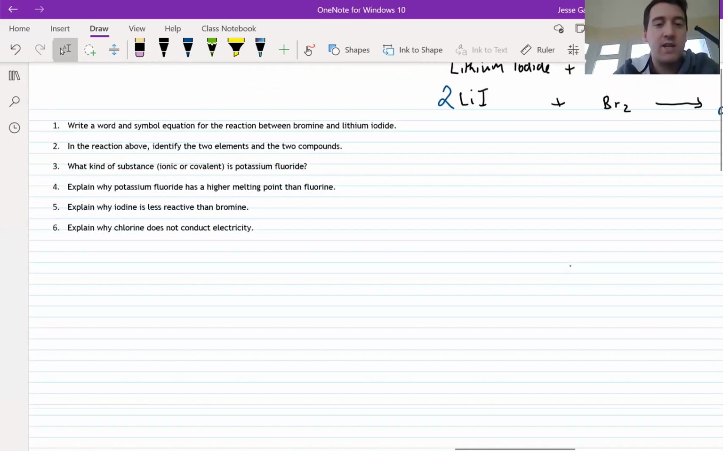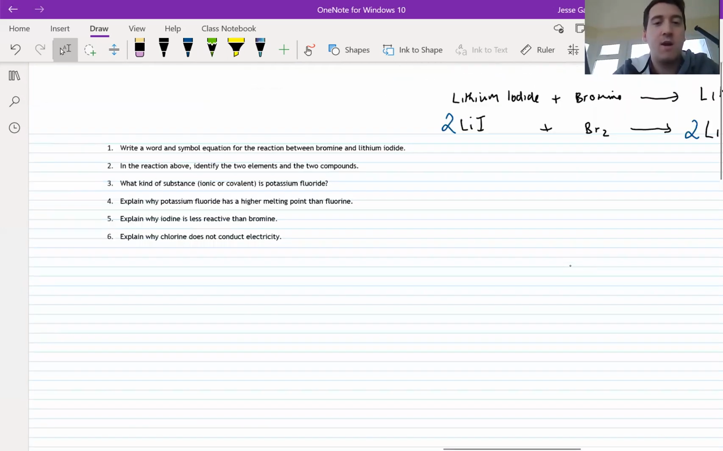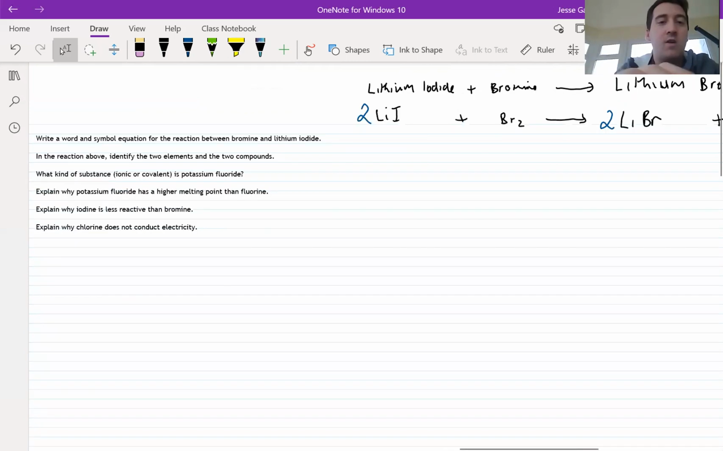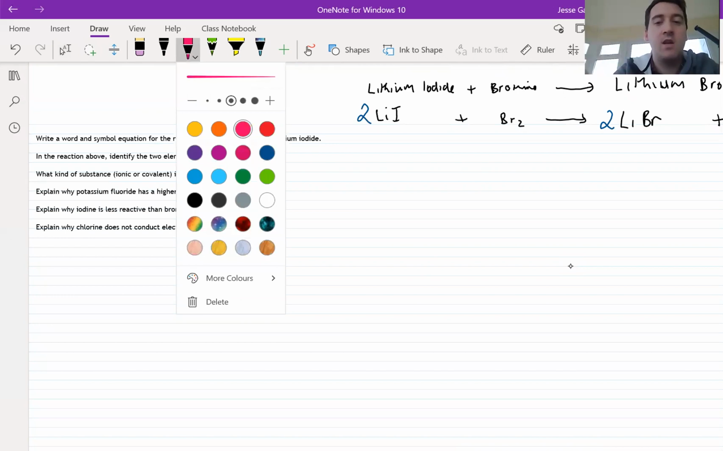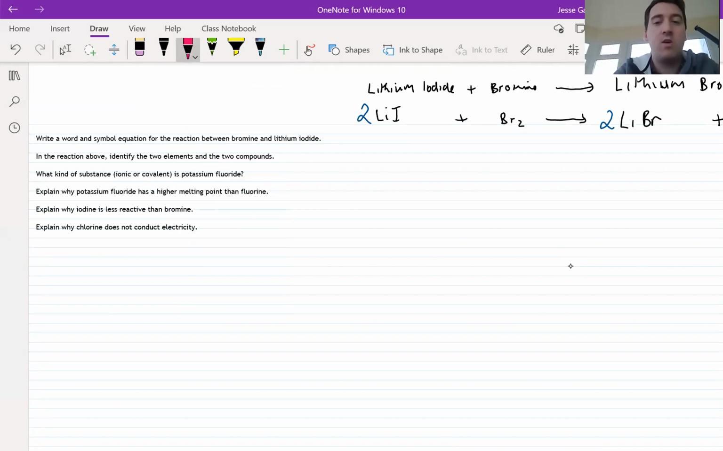In the above reaction, identify the 2 elements and the 2 compounds. Okay, so I'm going to write C under the compounds and E under the elements. So lithium iodide is 2 or more elements, so this is a compound. Okay, so now I've done the first one for you. If you didn't know what to do, you might be able to finish that yourself. So pause it and finish it. Okay, you should only be watching if you've got this done.